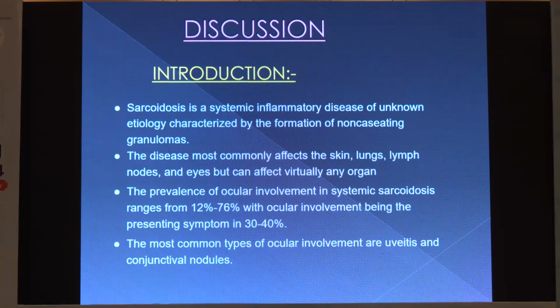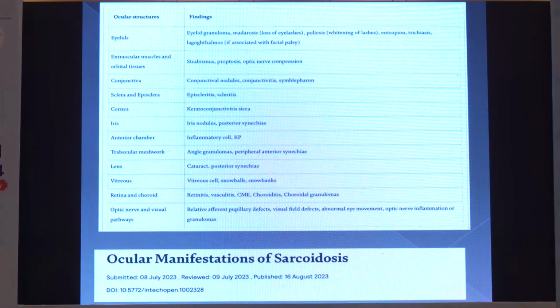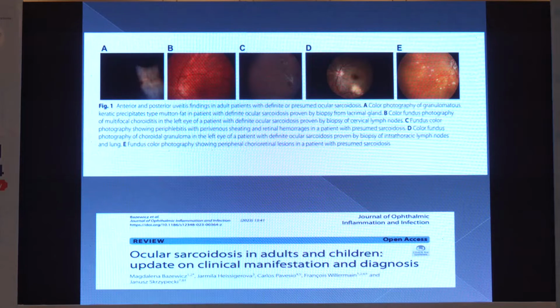So the discussion part. Sarcoidosis is basically a systemic inflammatory disease of unknown etiology characterized by the formation of non-caseating granulomas. These are basically the features reaching from the eyelid up to the optic nerve in case of ocular sarcoidosis. These are a few of the images from the article. A shows the mutton fat KPs, B shows the multifocal choroidal granuloma, C perivenous sheathing with hemorrhages, D large granuloma along the inferotemporal arcade, and E shows the peripheral chorioretinal lesions.